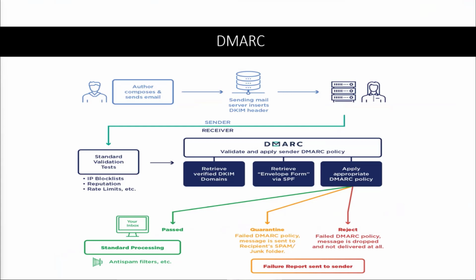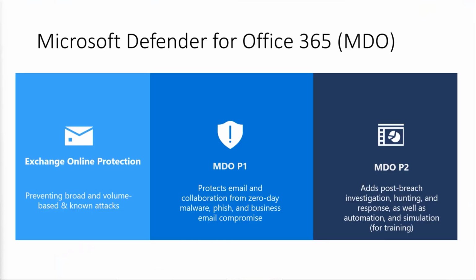But that's not all in terms of protecting our end users. Another important part, of course, is the technologies that are available in Office 365 and Exchange Online. We have different sets of features and technologies available here. Basically, everyone with a mailbox is getting Exchange Online Protection, which is the broader protection that makes sure that volume-based and bulk mail and basic attacks are mitigated.